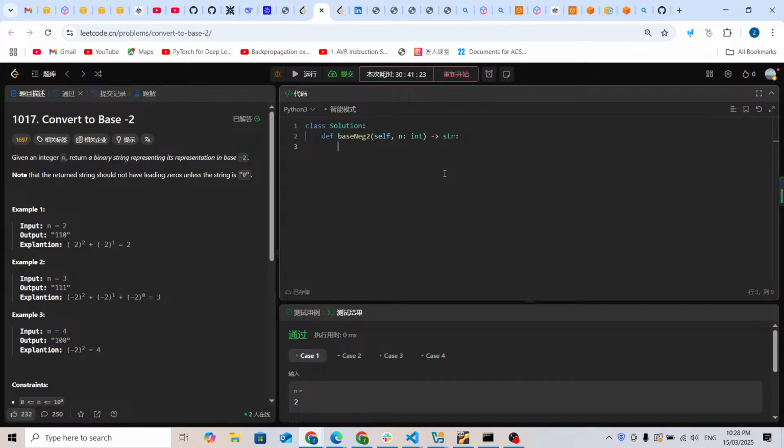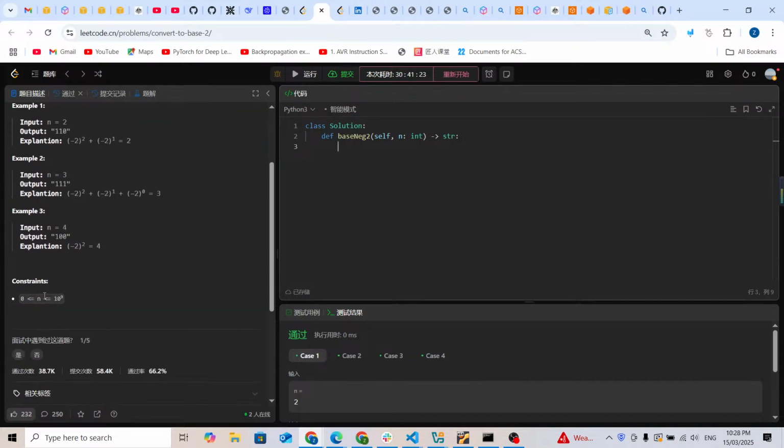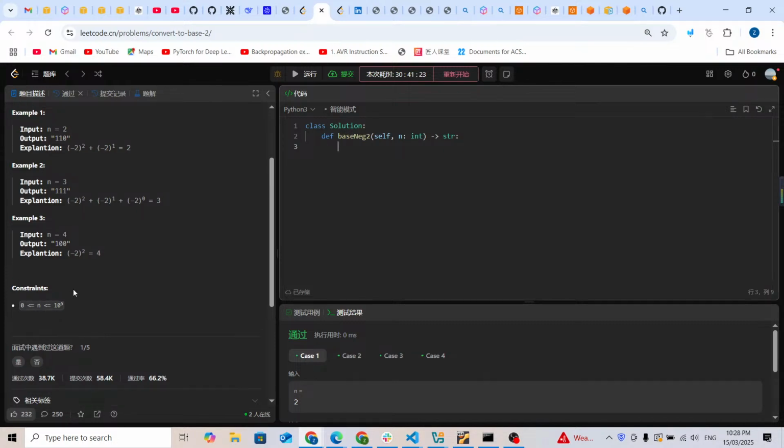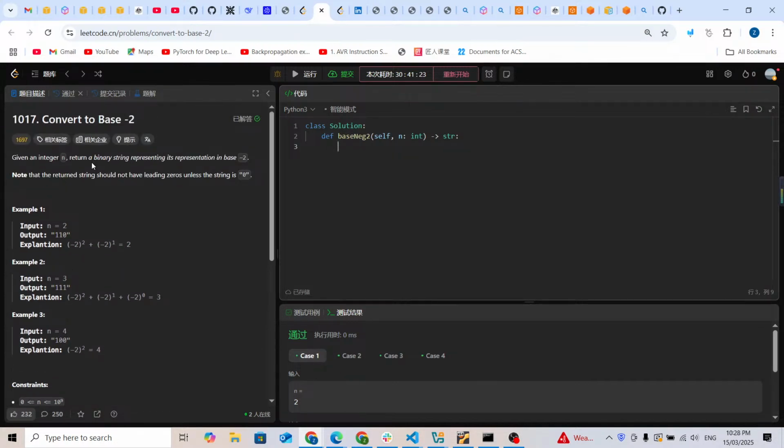1017 convert to base -2. So we are given an integer n, and this integer n can be any number from greater than or equal to 0, less than or equal to 10 to the power of 9. And we're going to return a binary string representing its representation in base -2.